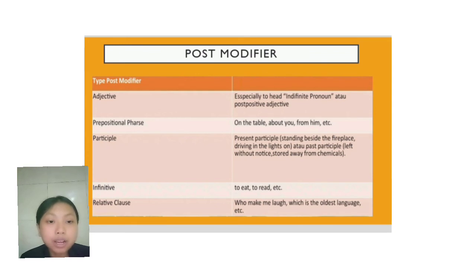And then the last one is the relative clause, for example, who makes me laugh, which is the oldest language, and many more.